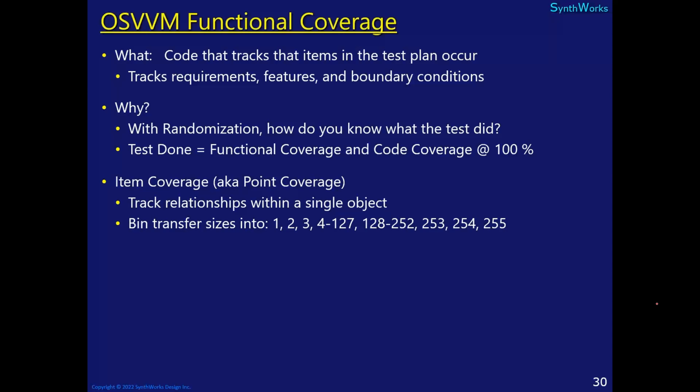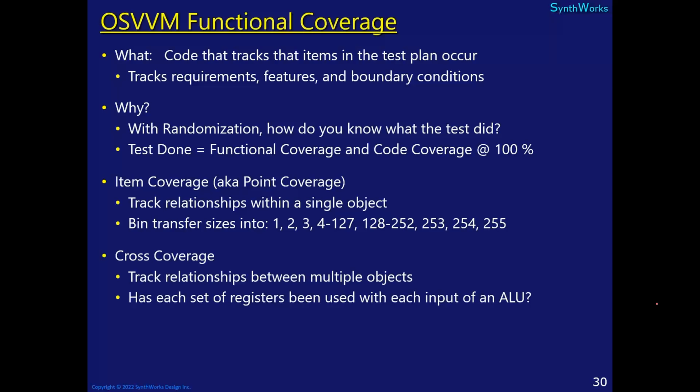Okay, we have two forms. We have item coverage, or others call it point coverage. Depends whether you're an E or a SystemVerilog person. I like the E terminology because in the SystemVerilog terminology, there's point coverage and then there's coverage points, and they're different things. So that makes that word nonsense. Okay, what we're doing with item coverage is we're tracking relationships within a single object. So we're binning, right? We're looking at a transfer size, and we're doing small transfers 1, 2, 3, and then we're looking at big transfers 253, 254, 255, and then we're looking at some mid-range of the transfer. Okay, so that's one application.